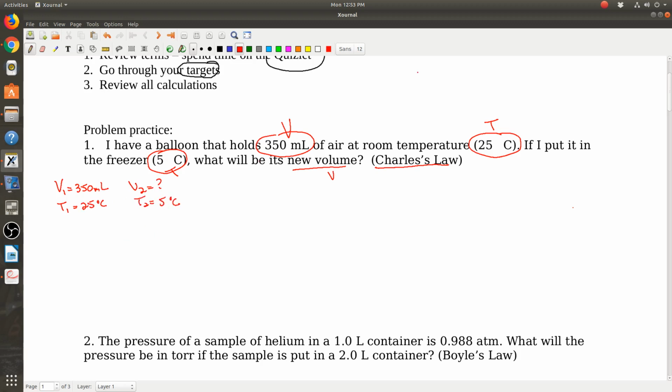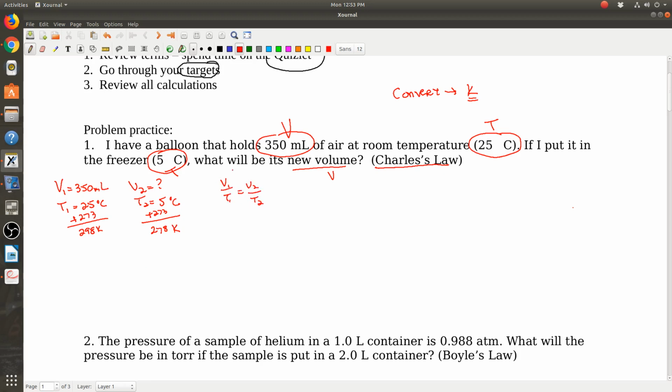Now the first thing we always have to remember is we have to convert to kelvins. All the temperatures have to be converted to kelvins. So we're going to add 273 to both of these temperatures to get kelvins. Remember, why do we convert to kelvins? Because we can't divide by 0. All right, so here I have converted both of these to kelvins. And now I'm going to write the formula V1 over T1 equals V2 over T2.